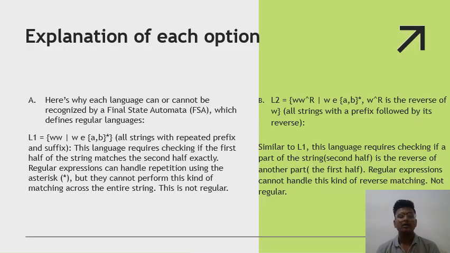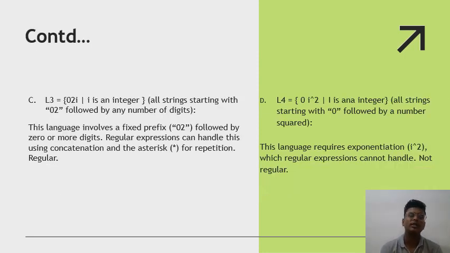Let's see. In option A, here's why each language can or cannot be recognized by a finite state automata, which define regular languages. L1 is the language that requires checking if the first half of the string matches the second half exactly. The B option is L2. Similar to L1, this language requires checking if the second half is the reverse of the first half. Regular expressions cannot handle this kind of reverse matching, so this is not regular.